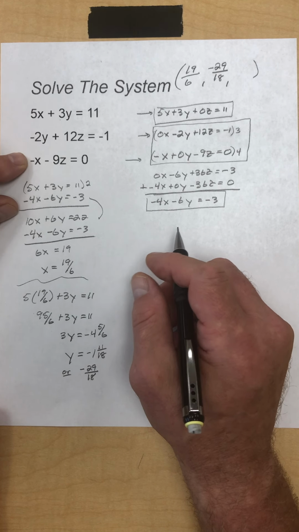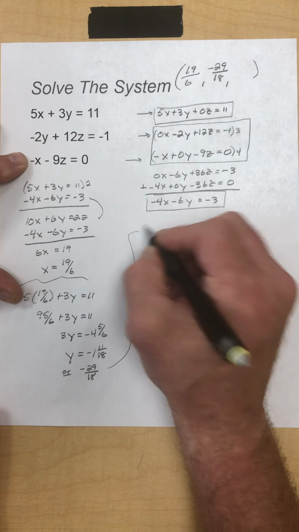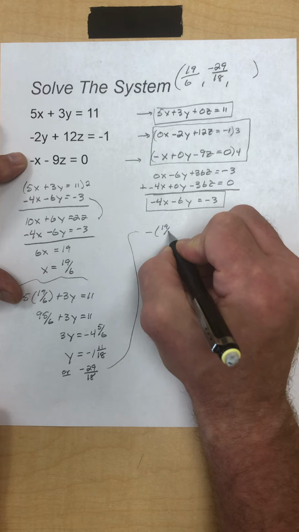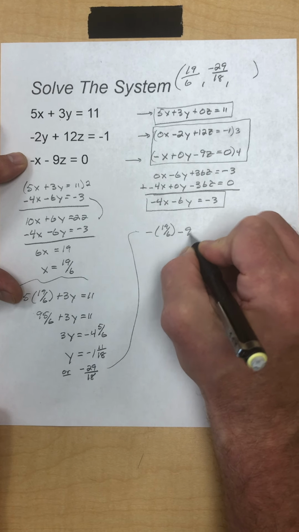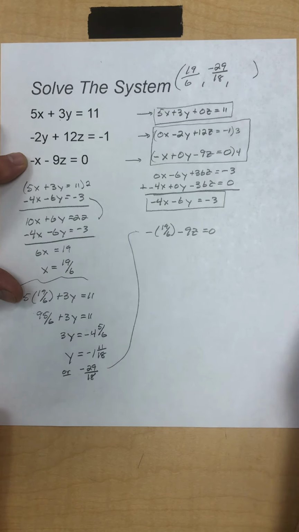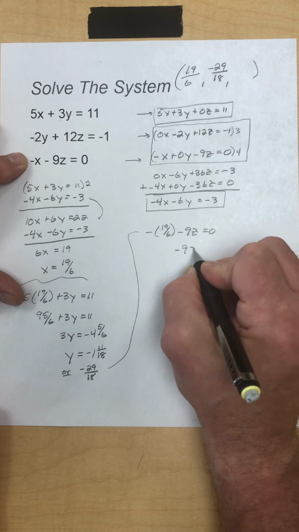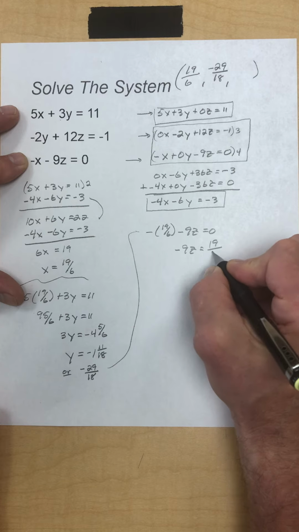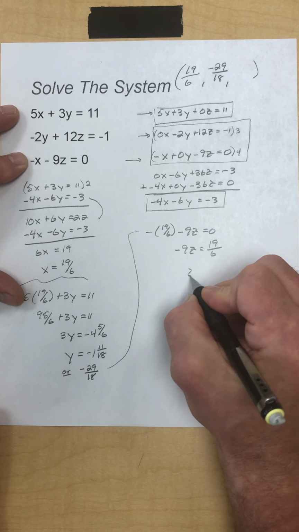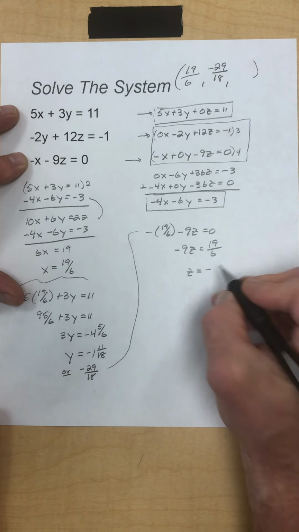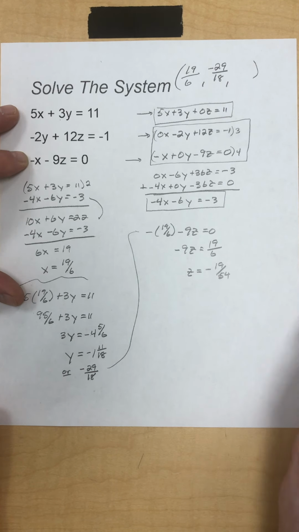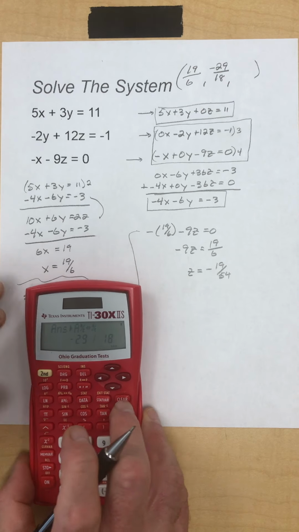So I'm going to take this guy, the bottom one. Okay, so I have the opposite of x, which is 19/6, minus 9z equals 0. So I get negative 9z equals a positive 19/6, and I divide by negative 9, so I get z equals negative 19/54. Okay, and I'm going to check that just to make sure.